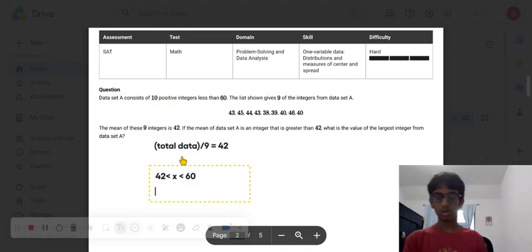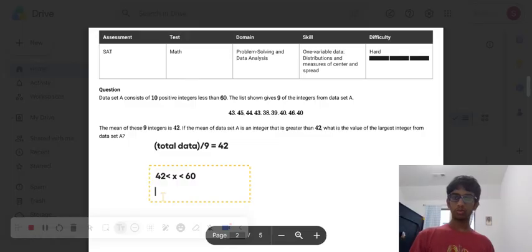So now, what do we do? Well, we know that the mean of dataset A is an integer, right? It's not a decimal, it's not anything. So what can we have here? We need to say we have 10 values.